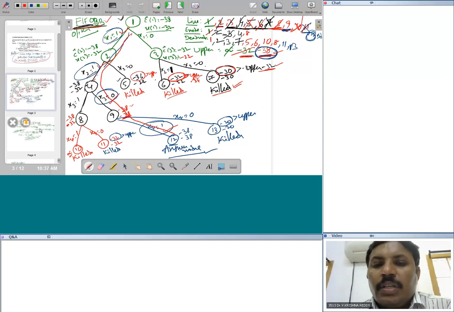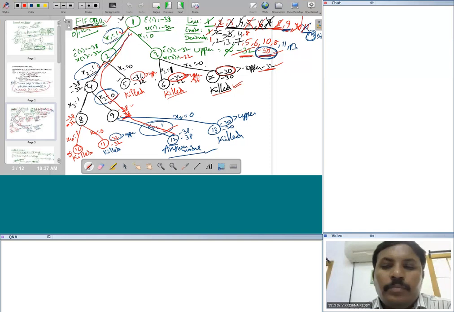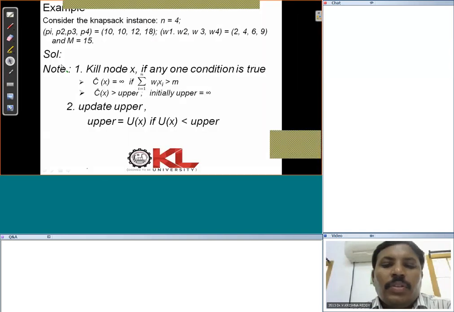I hope this concept has reached you and you are clear on calculating this. Two more logics are there, LCBB and LIFO-BB. Those concepts we will see based on the result.